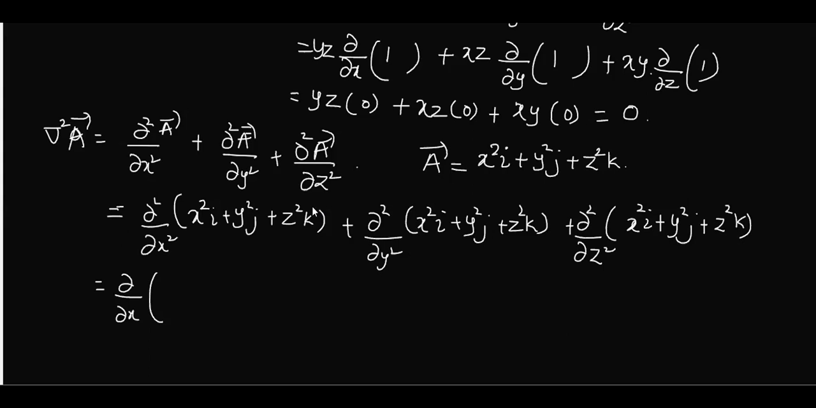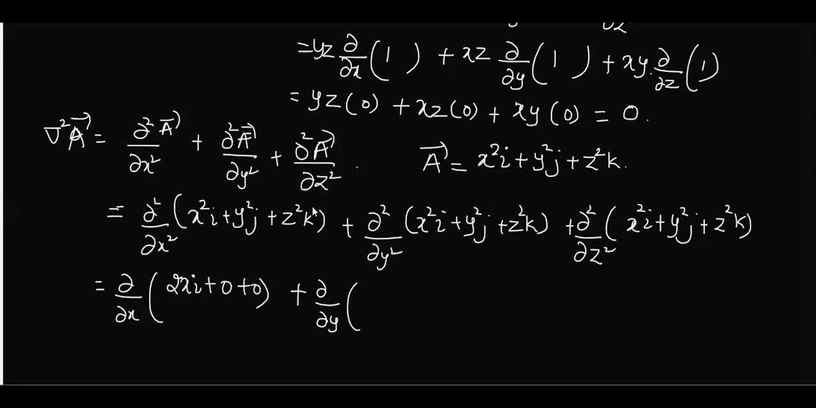Here it is a multiplication, right? So first, I'll write the derivative of x square i with respect to x. It is 2xi, isn't it? I'm writing the second order as the derivative of the first order, plus 0. Similarly, I'll write dou by dou y of the bracket.